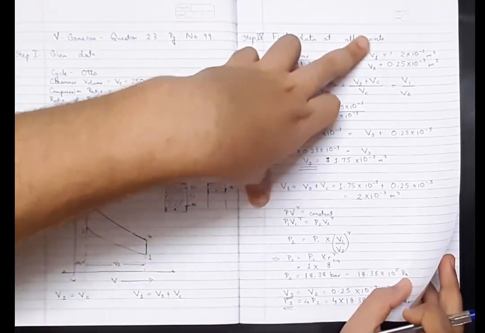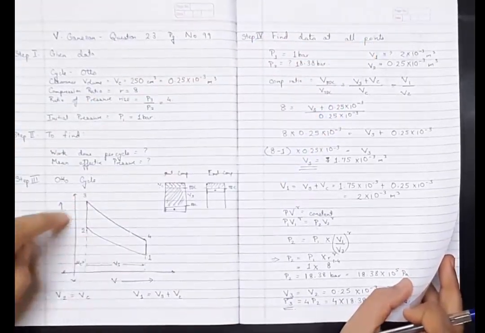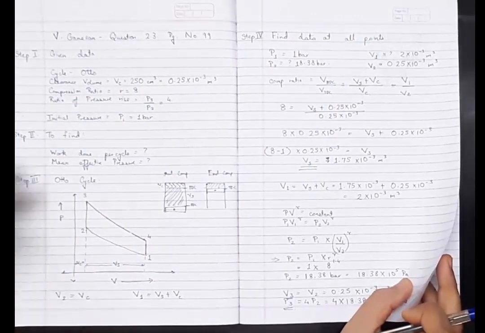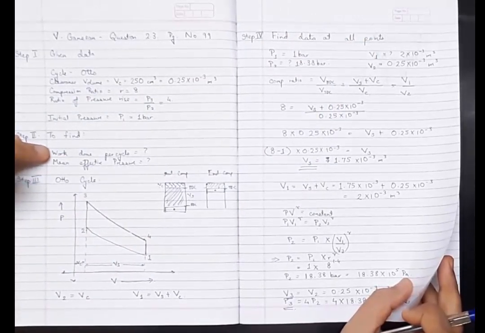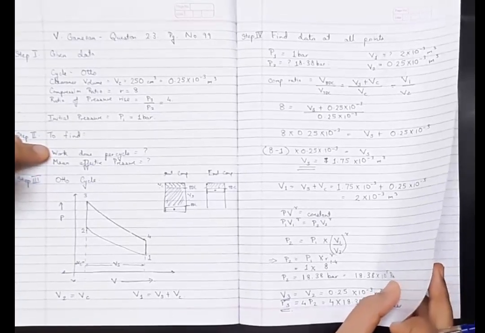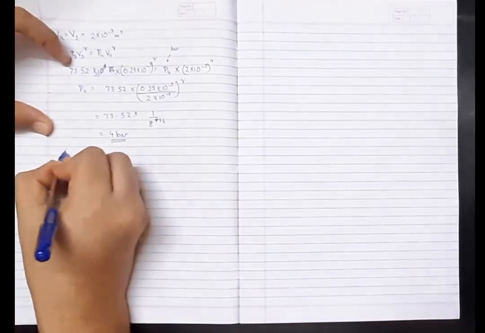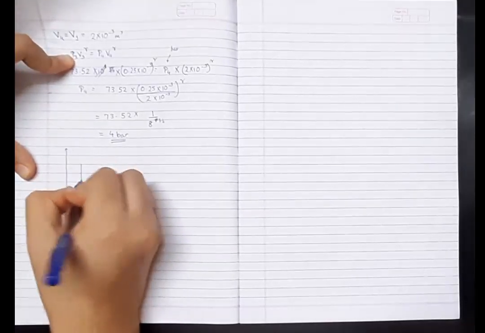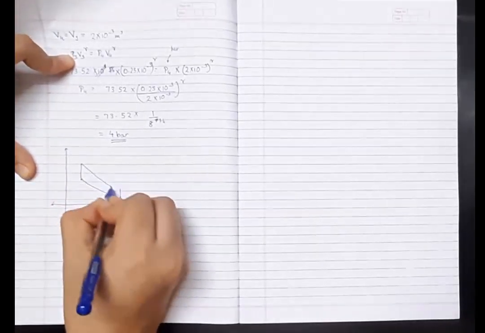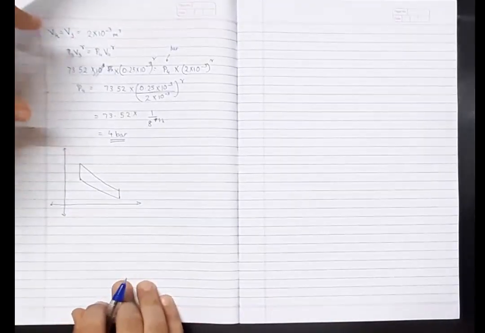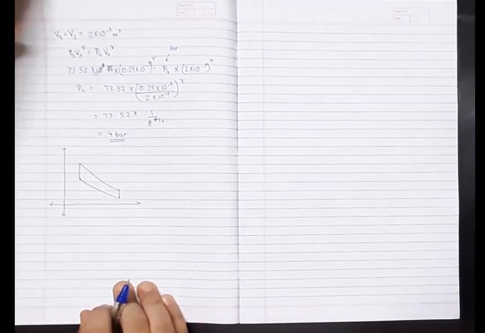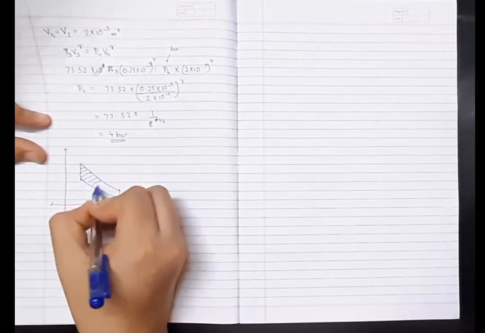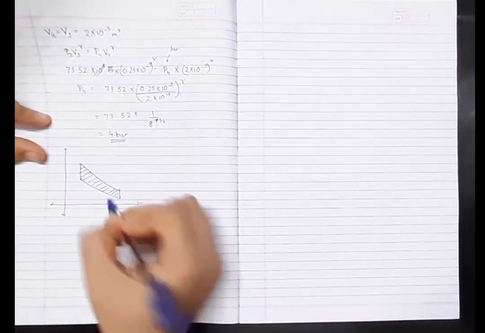I have found out the data at all the 4 points, 1, 2, 3 and 4. Next is to solve the actual question. What they have asked us to find out is the work done per cycle. Now you should know this by now, that if we have a PV graph, if we have any cycle, not only Otto cycle, diesel cycle, dual cycle, any cycle, the work done in the cycle is given by the area under this curve.